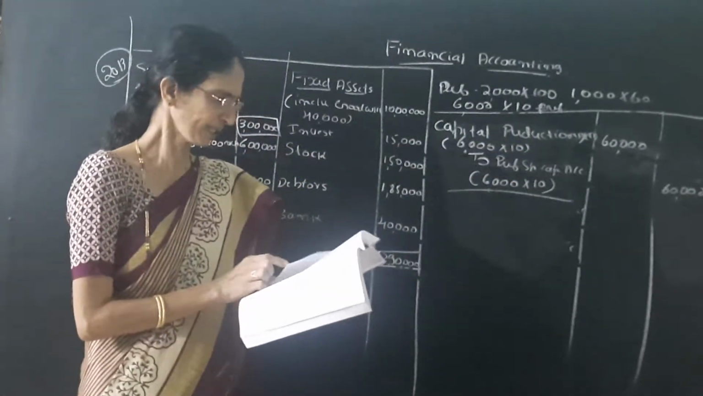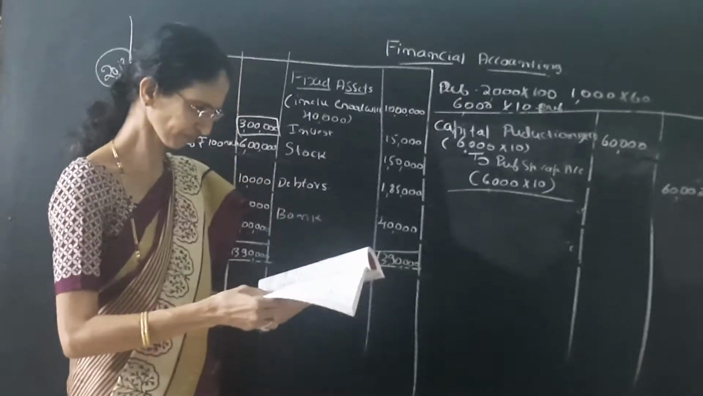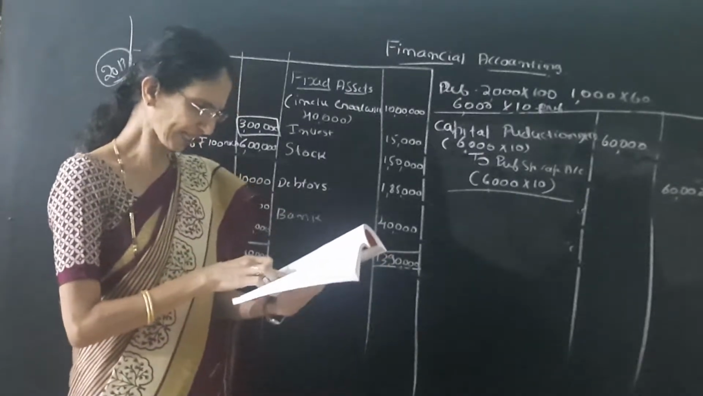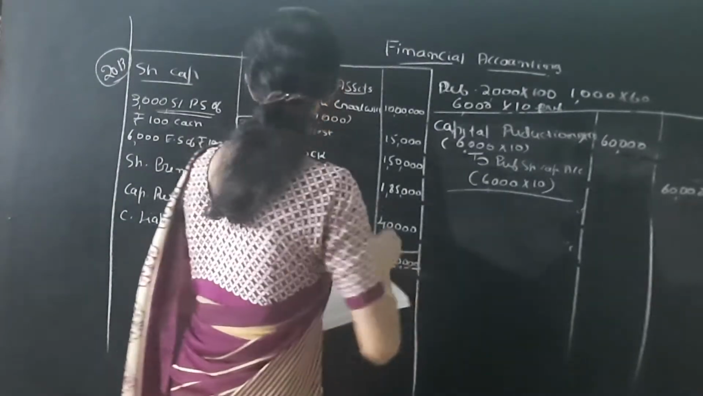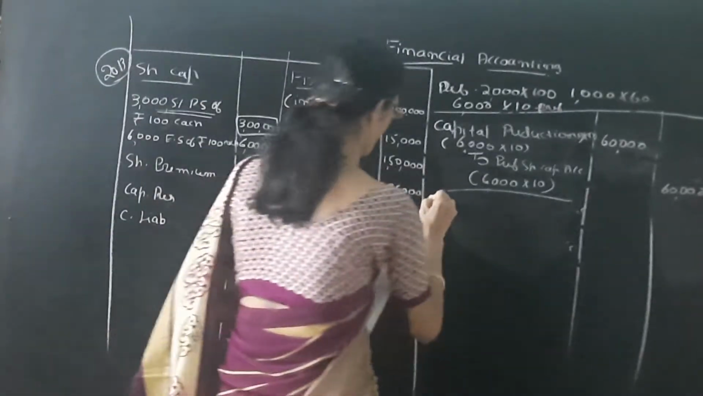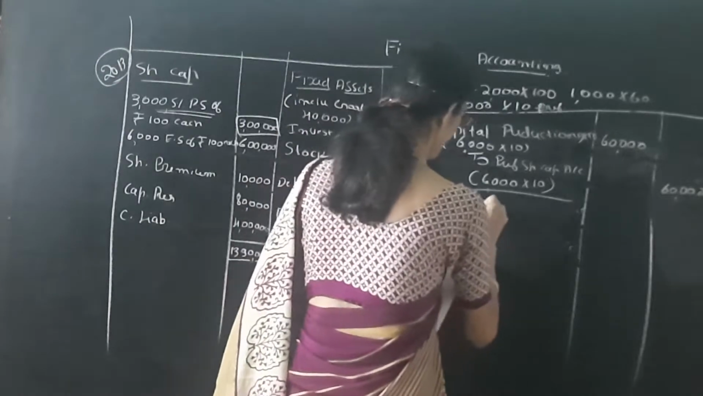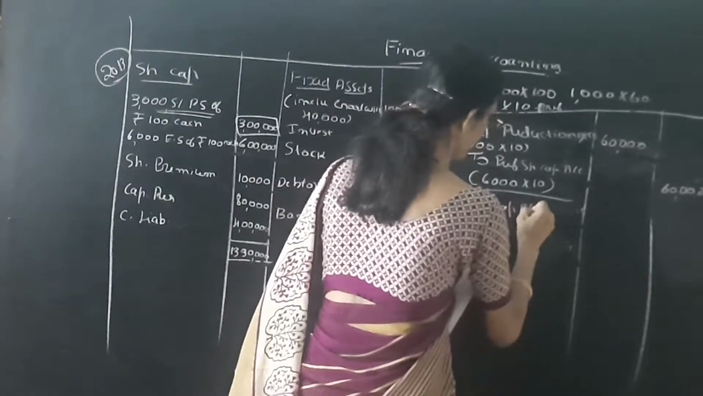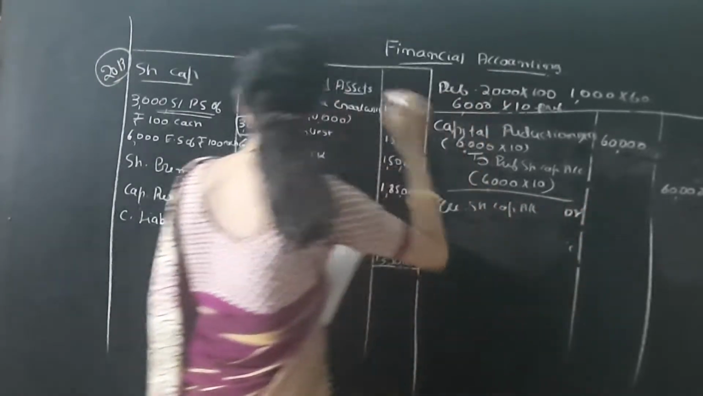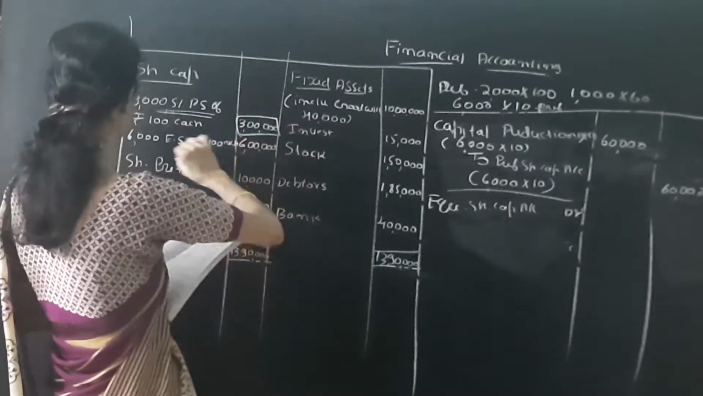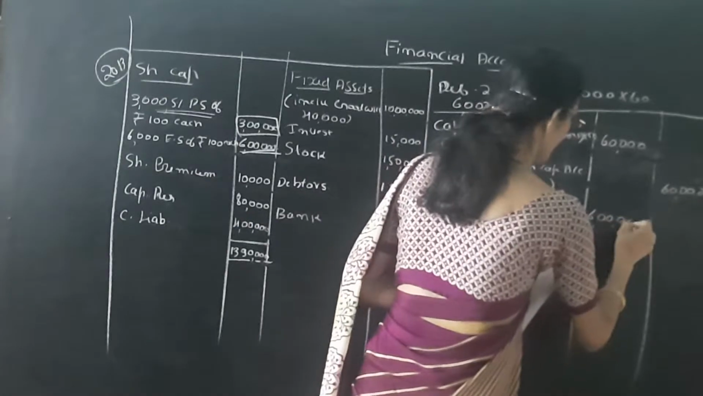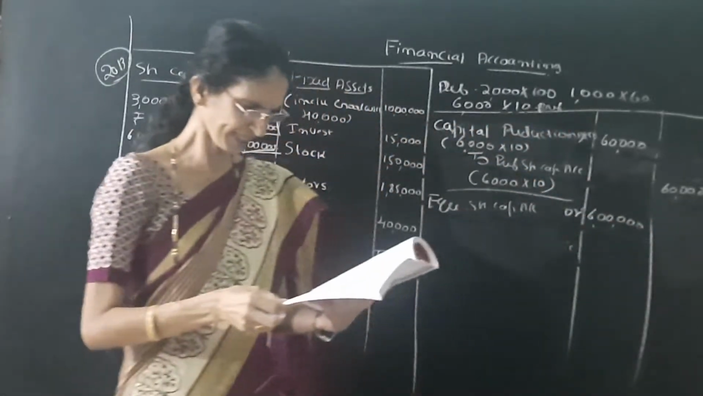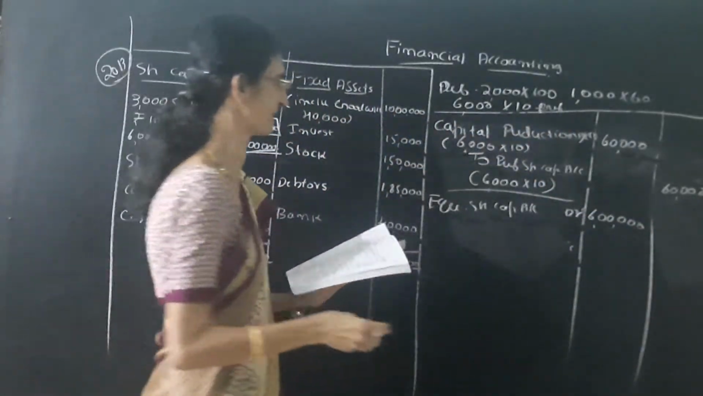It's over. The next entry is: the equity shares are to be reduced to rupees 60 each. So we take equity share capital account and debit it with 6 lakh rupees. It is reduced to rupees 60 each.